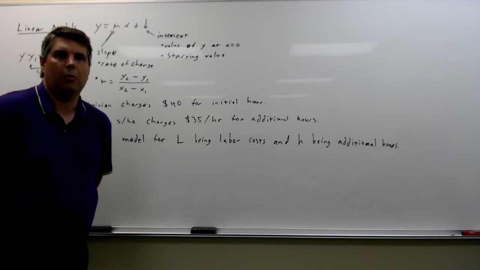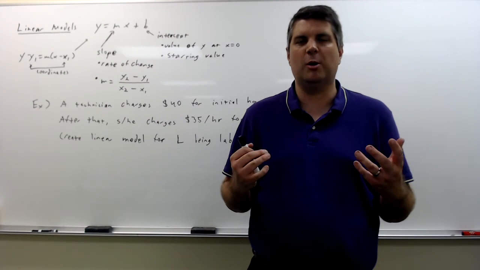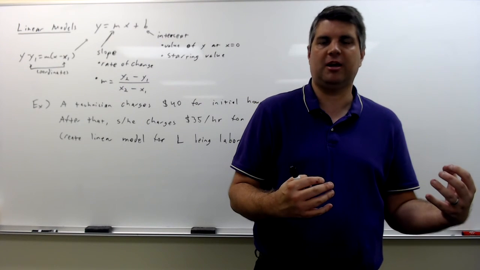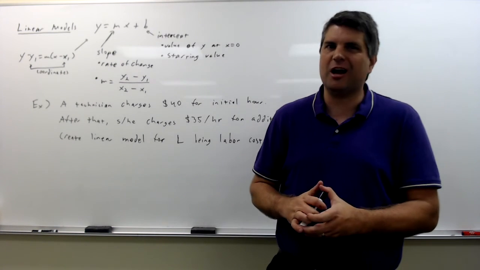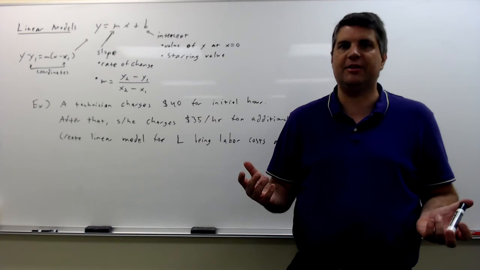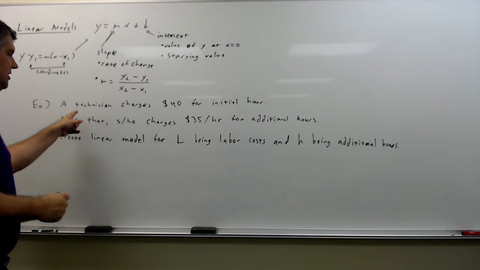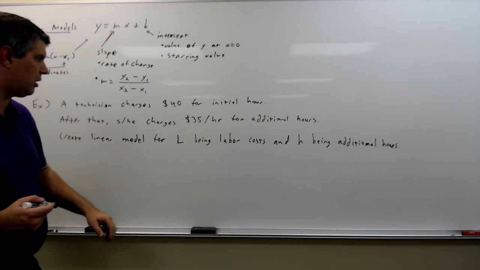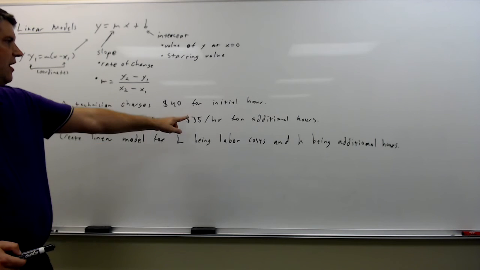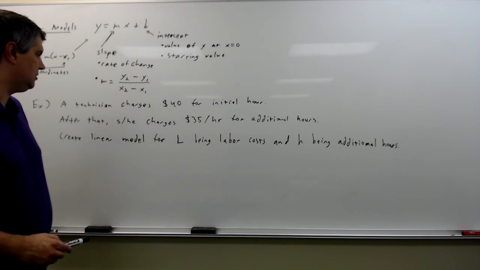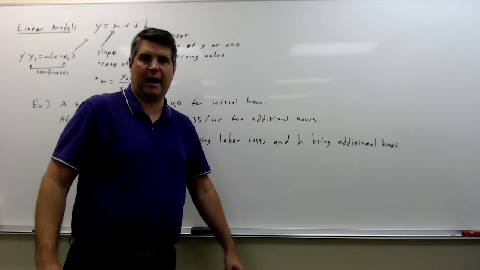Okay, so that was actually a more complicated example than this one. What I wanted to do is link the graphical type problem that I did earlier with an application type problem. But in many cases, you're not going to have to find the rate of change. Sometimes everything you need is in the word problem. Okay, so here's one. A technician charges 40 bucks for the first hour. That's called the initial hour, their first hour. After that, he charges $35 an hour for additional hours. Create a linear model for capital L being labor costs and h being the additional hours.